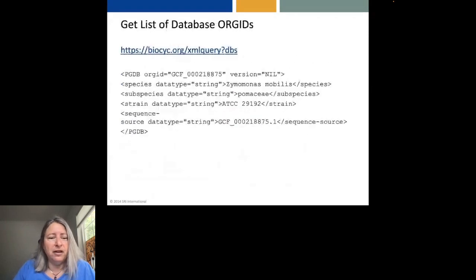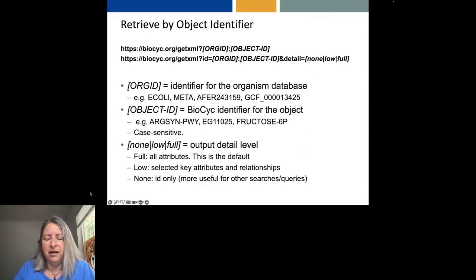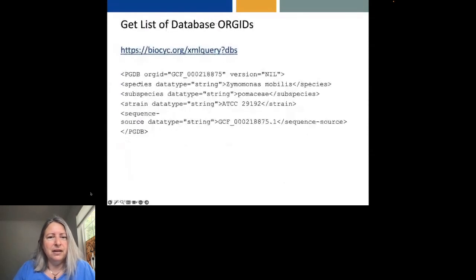If you don't know what are the lists of org IDs to put in here, you can get a full list of our org IDs using this query, and it will return XML, this sort of PGDB object for every PGDB, all 20,000 of them. It will list the org ID and then the species, the subspecies, strain, etc. So that's how you can get the org IDs.